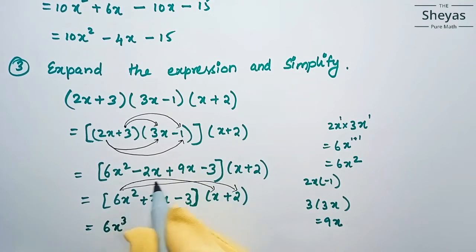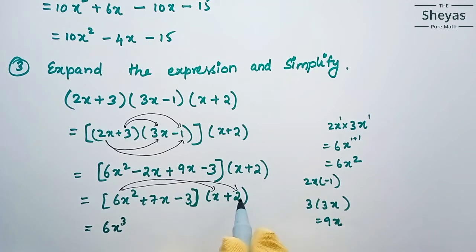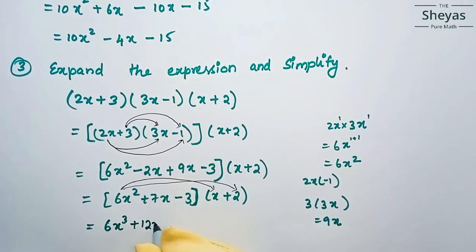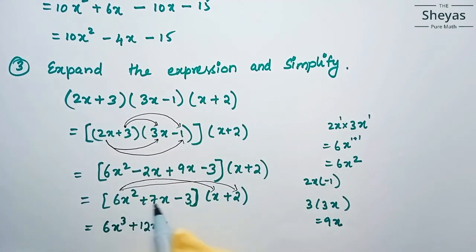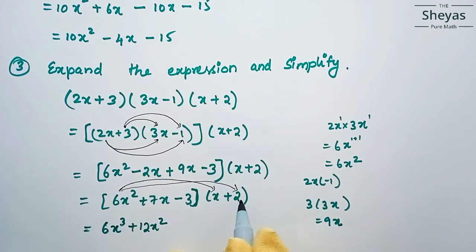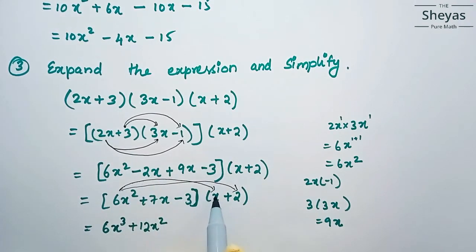Then 6x square into 2. Here you have only a constant term. So 2 into 6 is 12x square. Only a constant term you are having, so you are multiplying that 6x square with 2. So 6x square into 2 is 12x square. Now you have completed 6x square into x, then 6x square into 2.